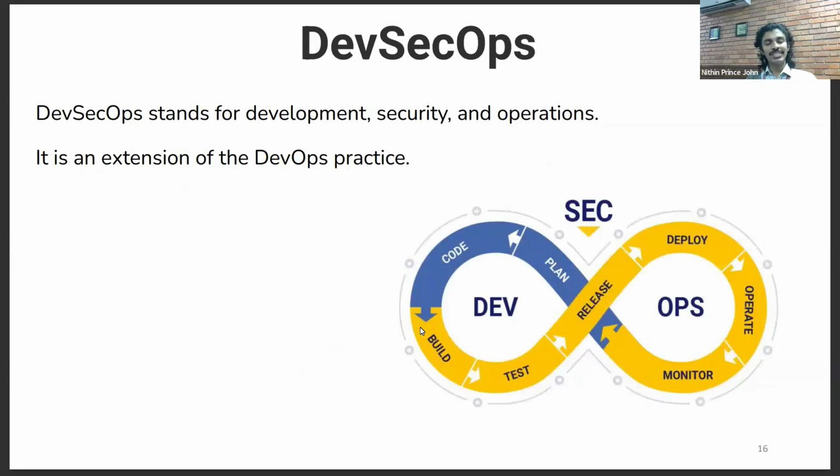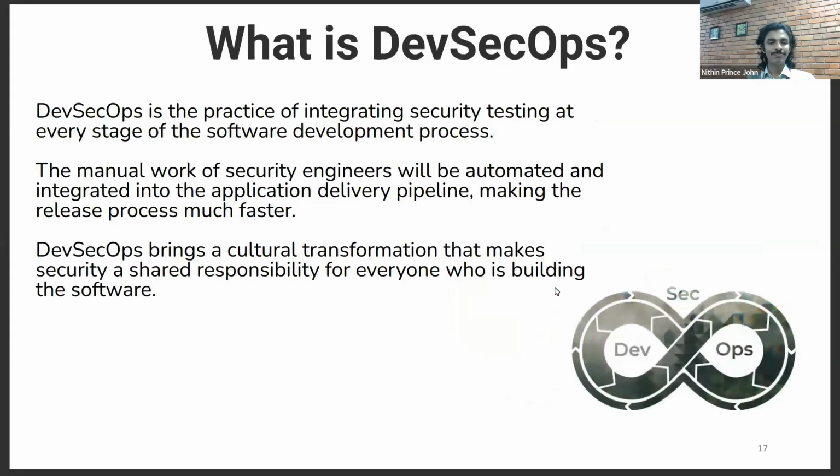DevSecOps stands for development, security, and operations. In DevOps, we are only concerned about two teams, development and operations. But in DevSecOps, we are concerned about three teams: development, security, and operations. DevSecOps is an extension of the DevOps practice. You can see that for every phase in this DevOps, we are including security. That is the main idea behind DevSecOps. So what is DevSecOps? It's a practice of integrating security testing at every stage of the software development process.